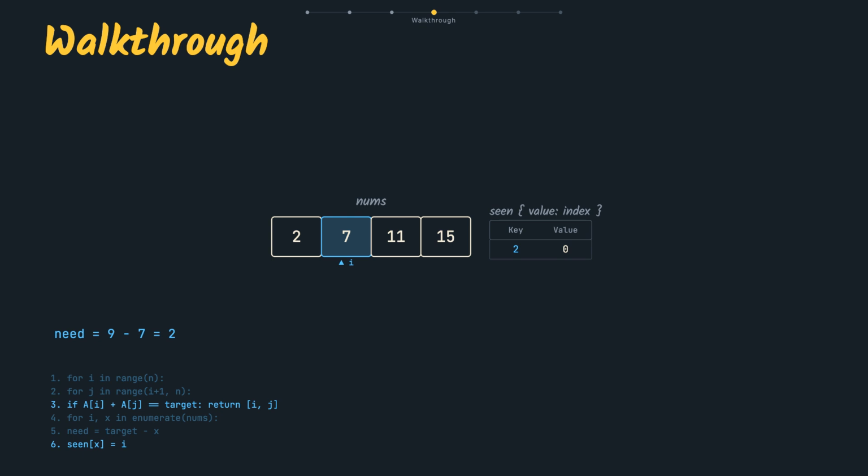Complement is 9 minus 7. That's 2. Is 2 in the map? Yes, locker labeled 2. Inside is index 0. Return 0 and 1. Done. We never had to look back through the array.